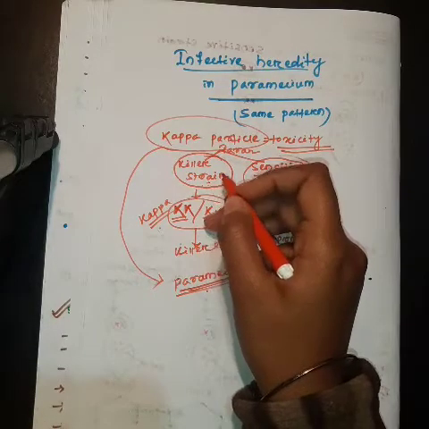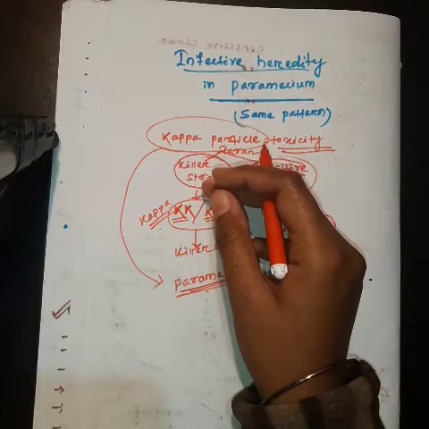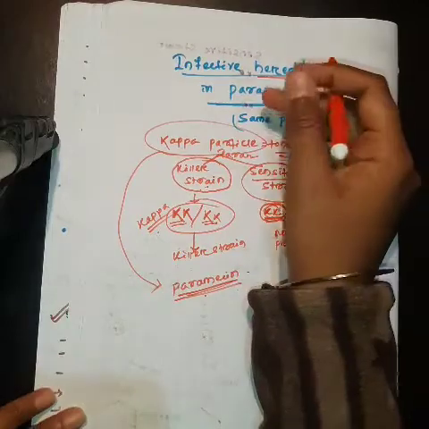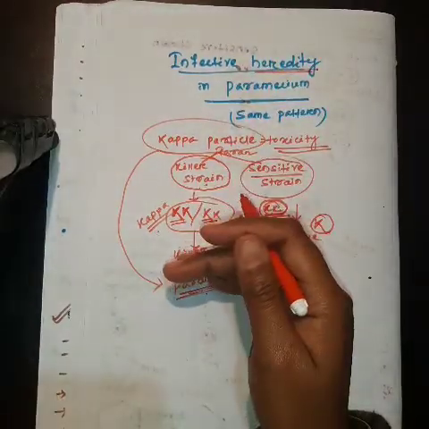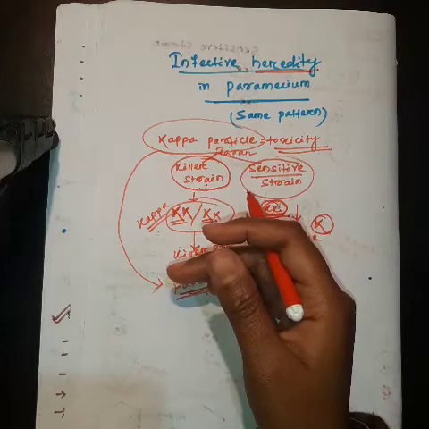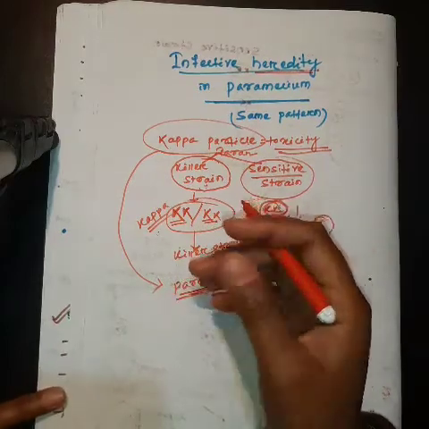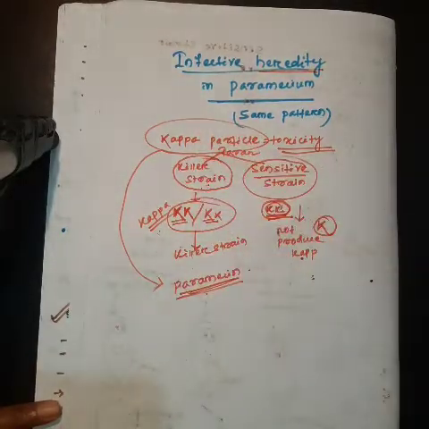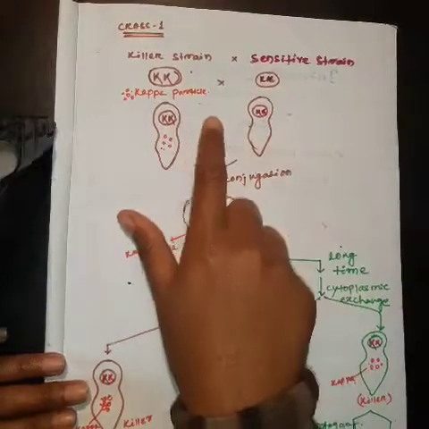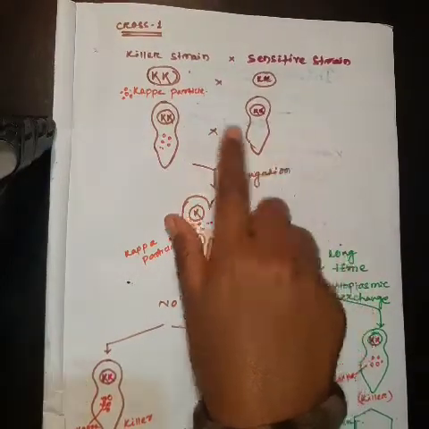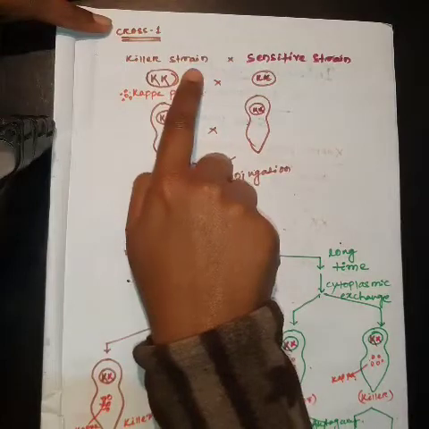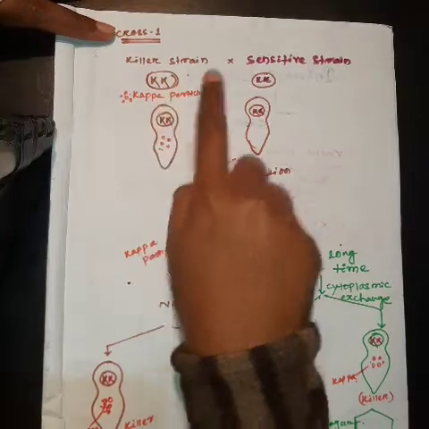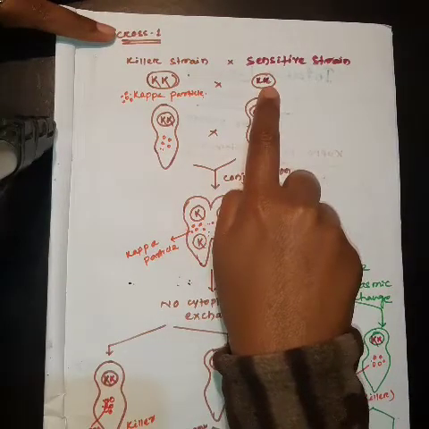So to perform an experiment, to see how heredity is inherited from parent to offspring, we will do crossings between Paramecium, and as you know, in Paramecium conjugation occurs. I am putting here two experiments. These crosses provide you a better idea about this kappa particle. So we are taking the cross between a killer strain and a sensitive strain. The killer strain has capital K, and the sensitive strain has small k.